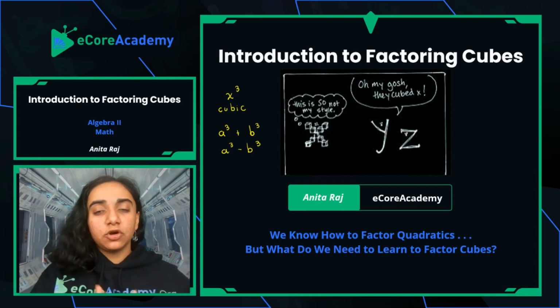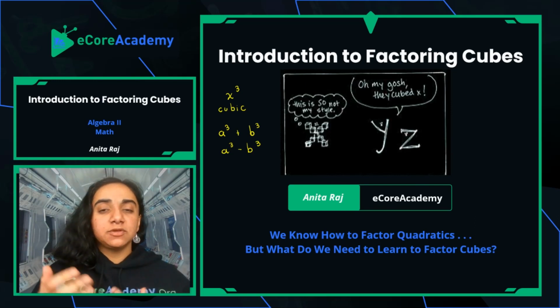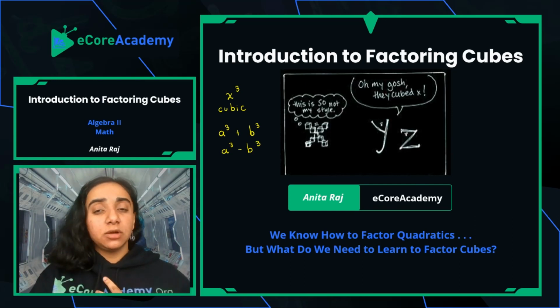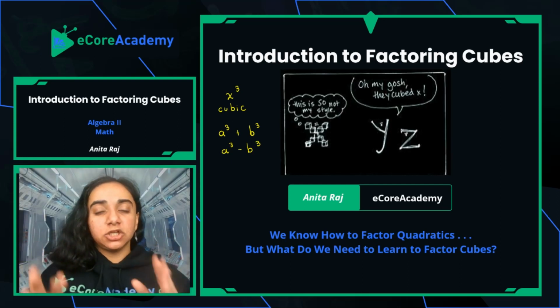So like I said before, we already know how to factor quadratics. We use the guess and check method, we used completing the square, and we use the quadratic formula. But how are we going to apply that to cubes? So what do we need to know so that we can factor cubes?